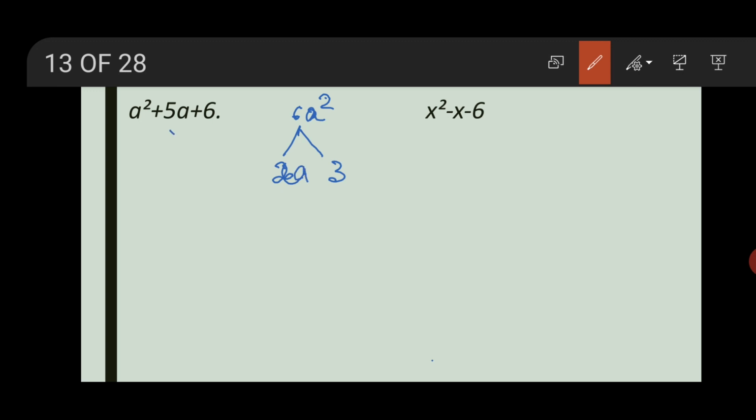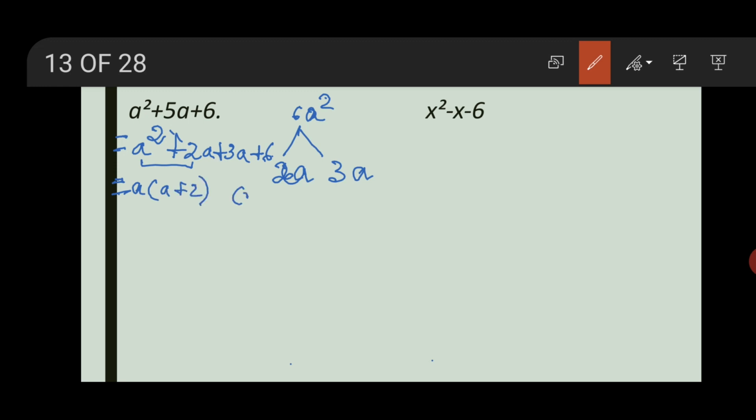So we can write 5a as 2a plus 3a. Now write the first term as it is. Split up 5a into 2a plus 3a. Write the last term 6 as it is. Again, take common factors outside. A is the common term, take outside. A plus 2 is remaining.